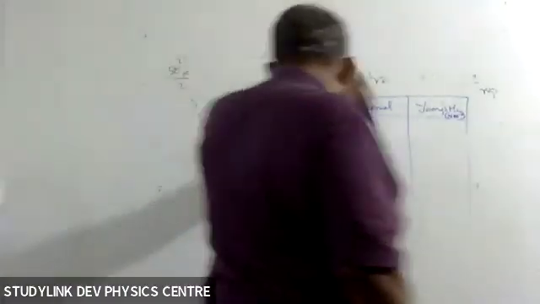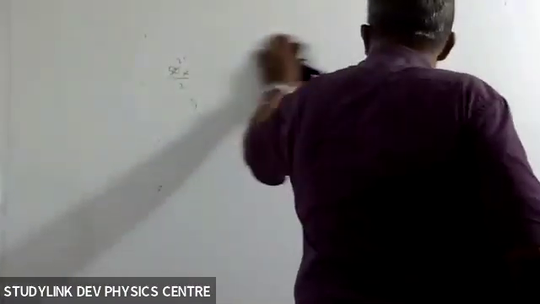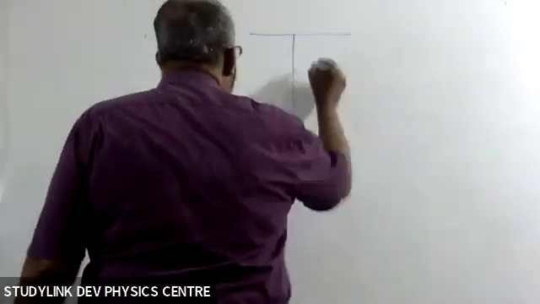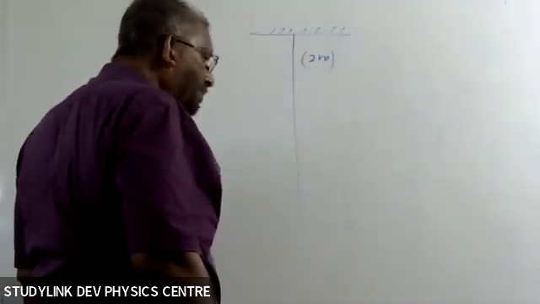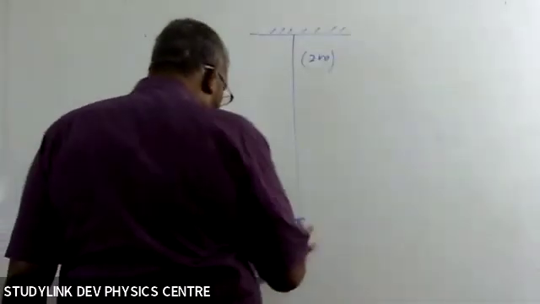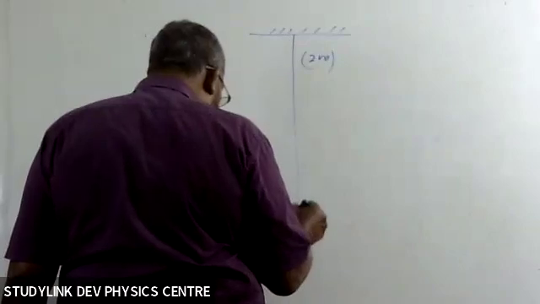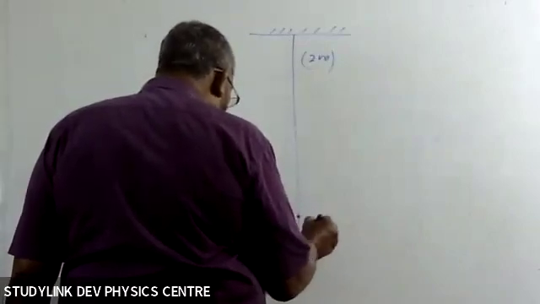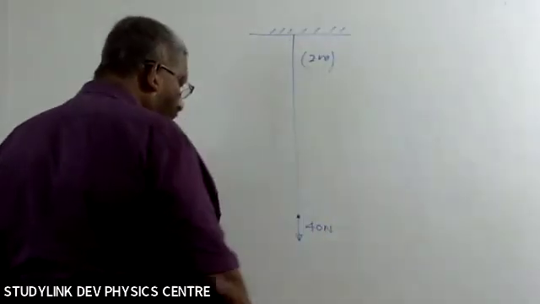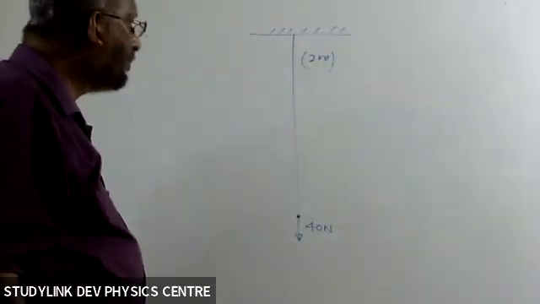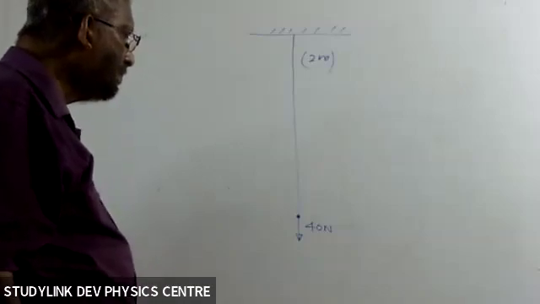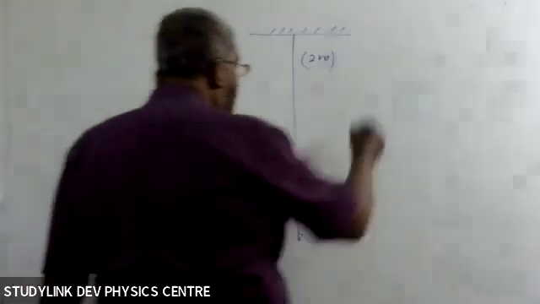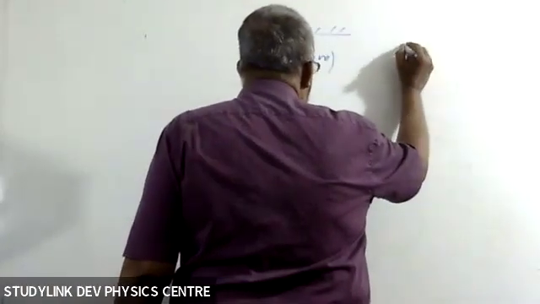Another simple question. A wire of 2 meters is suspended from a ceiling and a force of 40 Newton is applied vertically down. The diameter of the wire is 4 millimeters.